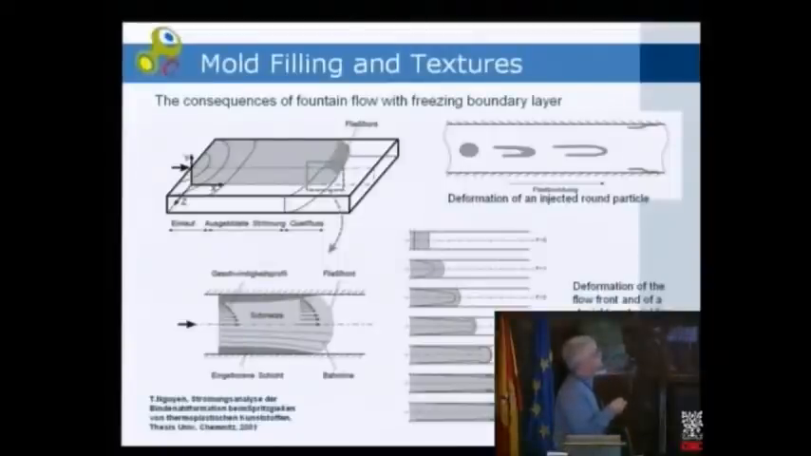The same happens if you're injecting a round particle of maybe a different color of a thermoplast by thermoplastic injection molding. You can see that this particle with proceeding form filling is deformed, and that it finally will be located in two pieces on the mold wall.